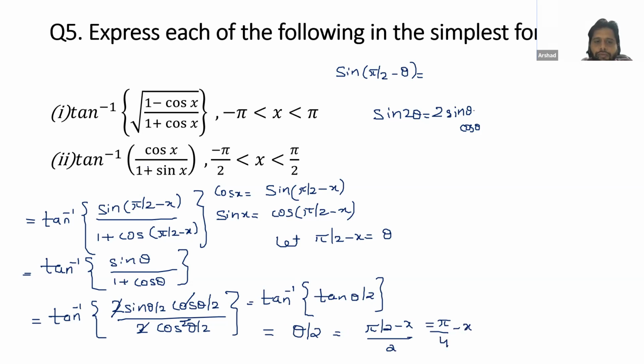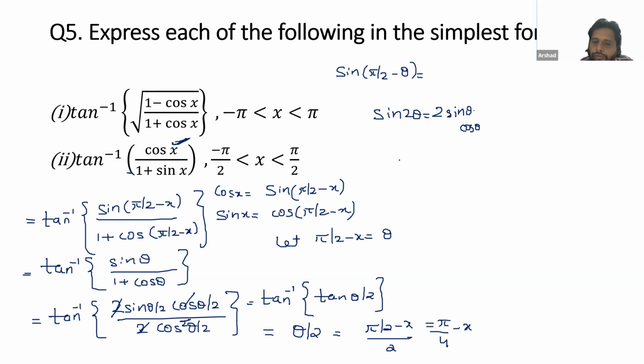Now, why have we written sine in place of cos? Because we have the formula of sine 2 theta. What you can do here is put a formula in place of cos. In place of cos, you can put any formula, like cos square x by 2 minus sine square x by 2. But what happened with the denominator?